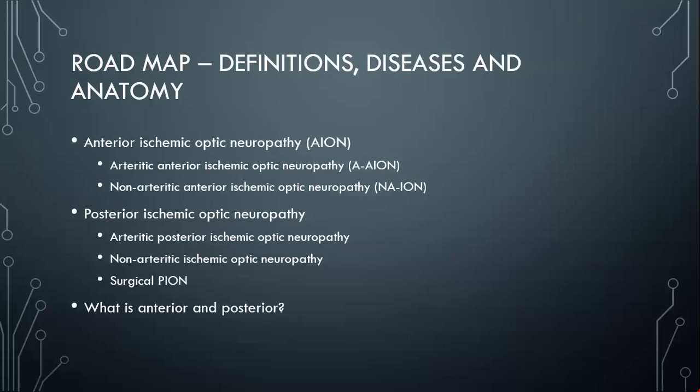And then you can see there are a lot of abbreviations. How it works is, if you're talking about anterior ischemic optic neuropathy, AION, then in front of that you can put an A, saying it's arteritic, or NA, non-arteritic. You can do the same thing with posterior ischemic optic neuropathy, so PION. You can put an A or an NA in front of it. It's the same idea. And then posterior ischemic optic neuropathy has this third subtype called surgical PION.